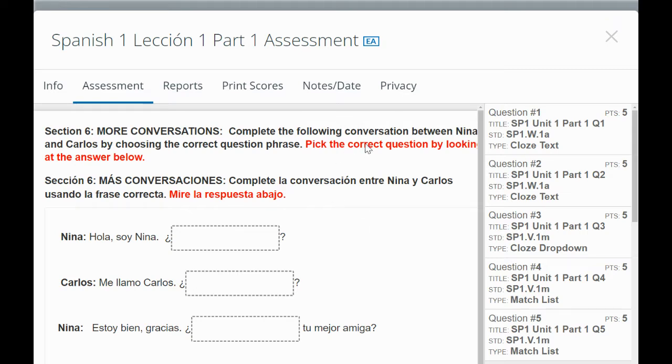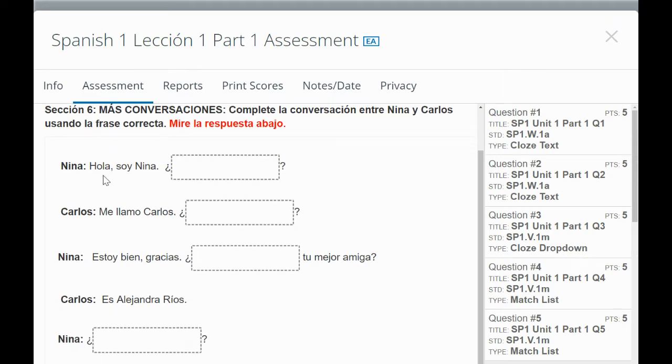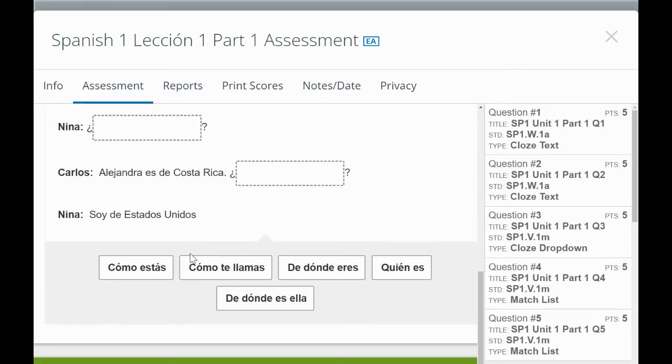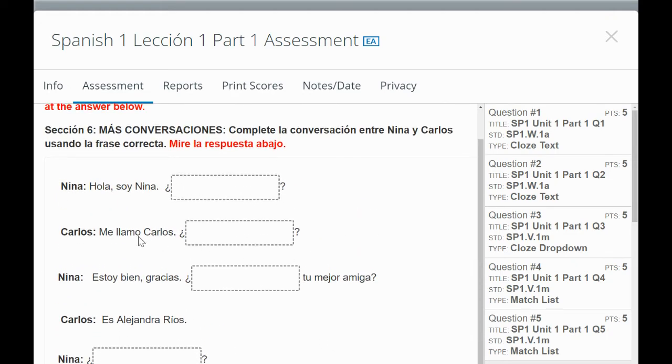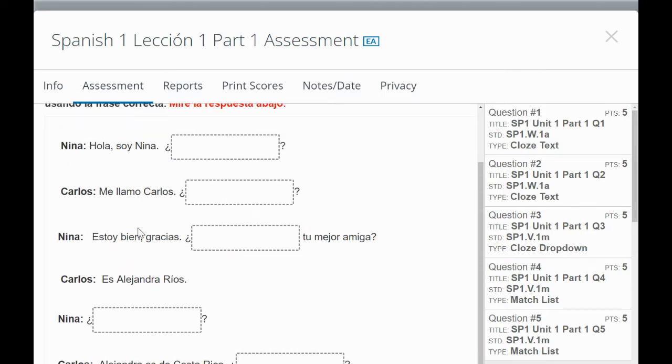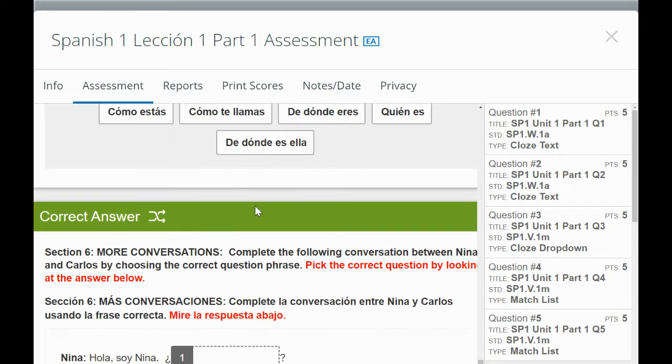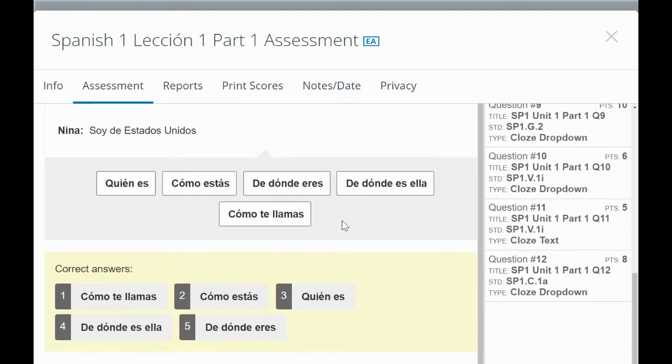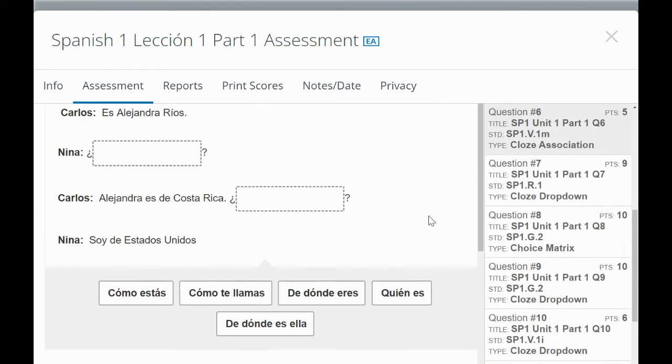For number 6, complete the following conversation between Nina and Carlos by choosing correct question phrases. Pick the correct question by looking at the answers below. Okay, so Nina and Carlos. For the first one, it says, Hola, soy Nina. And what might you put in that box? You might put one of those things according to the answer, because Carlos says, Me llamo Carlos, and then he asks a question of any of those things. Based on that, here's the answer. Okay, and you figure out which questions go in each box according to the answers that are given to you.